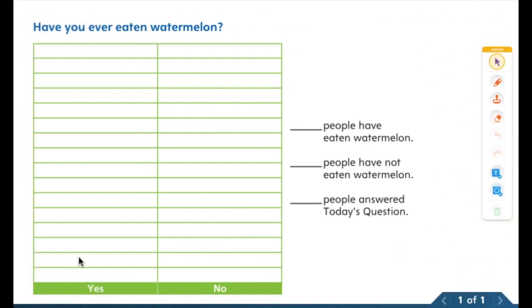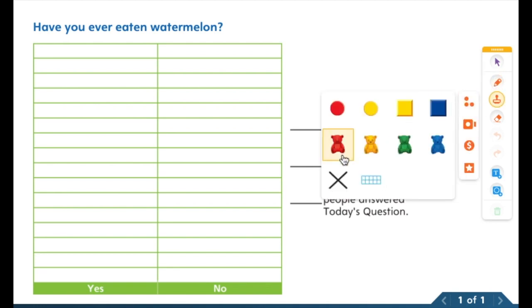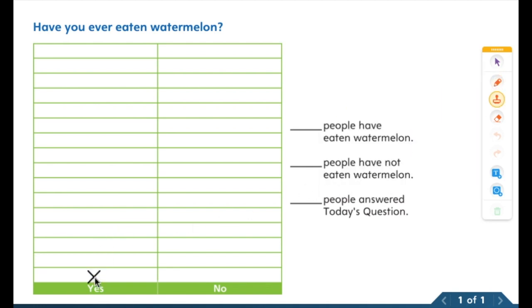Today we are starting with a question, and the question says, have you ever eaten a watermelon? Yes or no? This is our yes column. So friends who say yes, they have eaten a watermelon, will go in this column. This is our no column. Friends who say no, they've never eaten a watermelon, would go in that column.